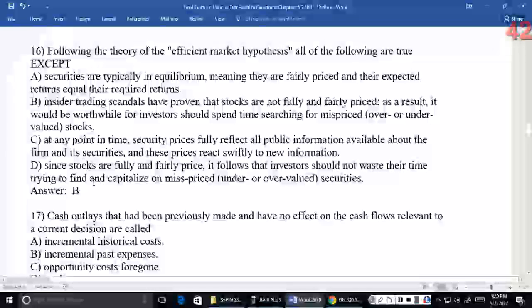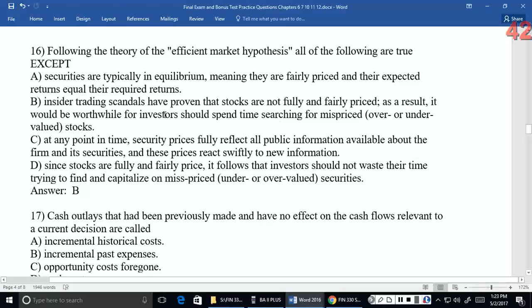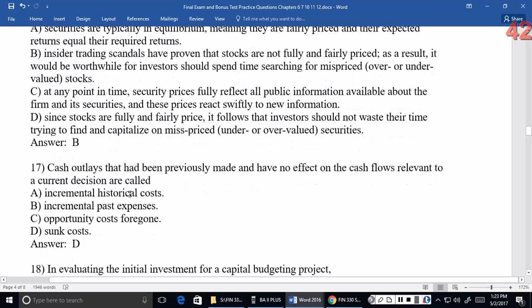Number 16. Okay, so we talked about that already a little bit. Answer is B. Number 17.